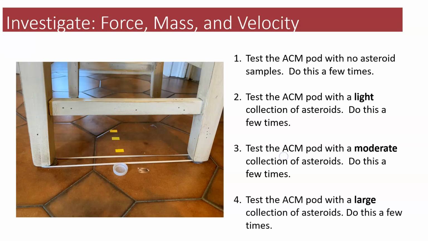And finally, test the ACM pod with a large load of asteroid samples. I added 3 coins to my bottle cap. Pull back to the same marking and compare the velocity of this pod to the other ones. Write down everything in your data table.